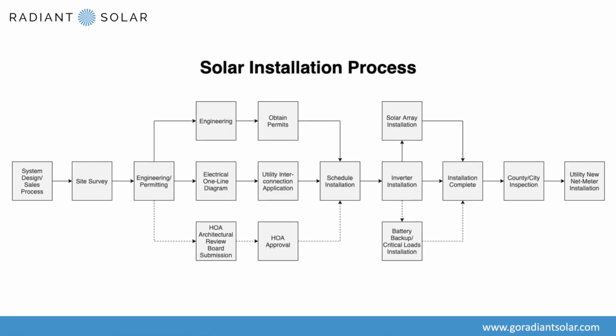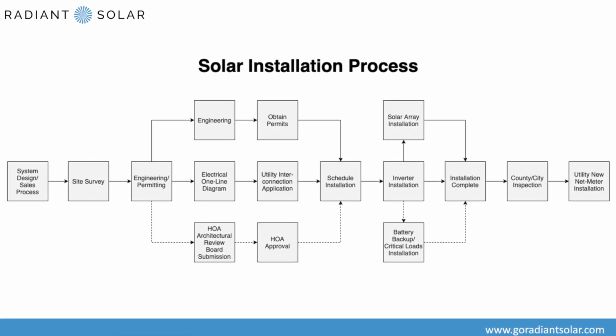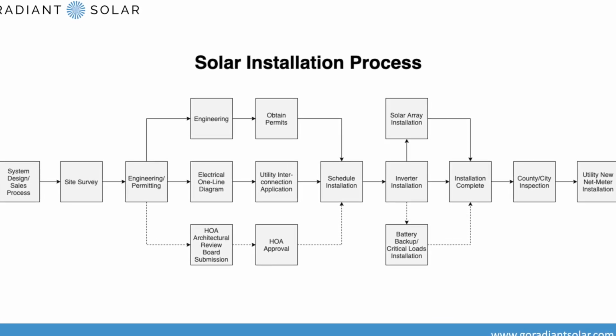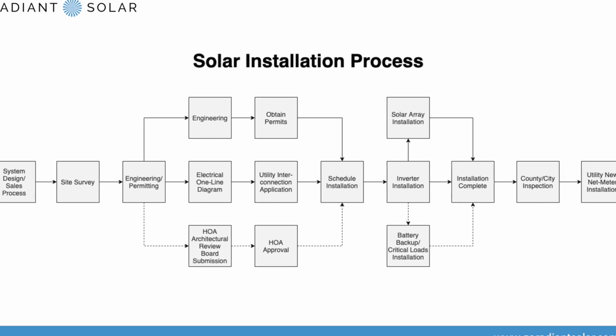So obviously the first step in the process is the system design or sales process with your system designer and sales representative. You guys are going to go through and customize the proper solar solution for you that may or may not include battery backup, that might be an off-grid system. Just depends on what your unique situation is and what you're hoping to accomplish.